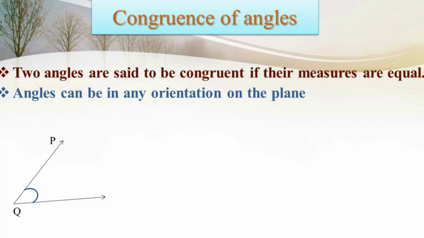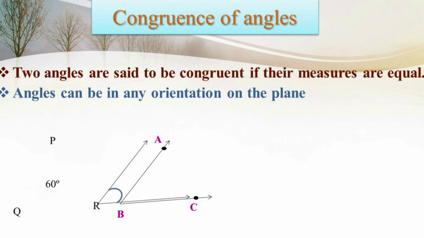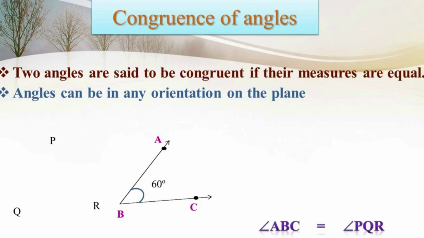Let the angle be PQR and its measure be 60 degrees. Let us compare it with another angle ABC. How to compare? We can use a protractor to measure both the angles or the superposition method. On comparing, we get that the angle ABC is also 60 degrees. Therefore, angle ABC is equal to angle PQR. This can also be called angle ABC is congruent to angle PQR.